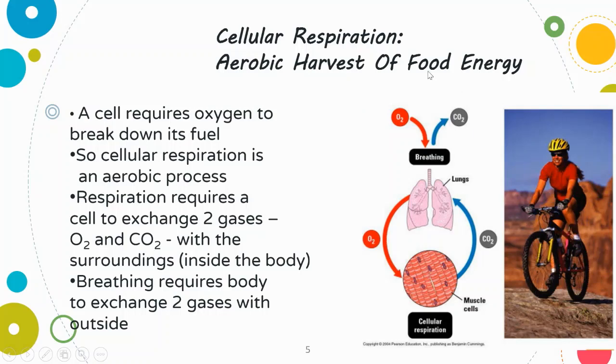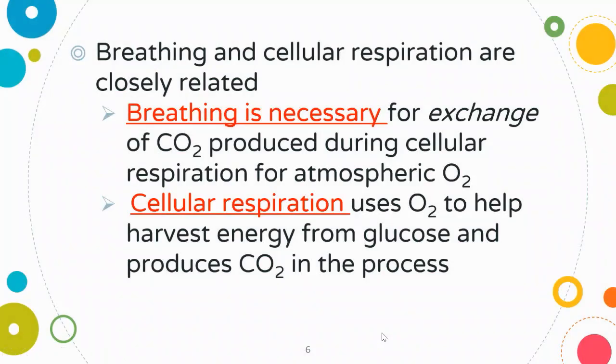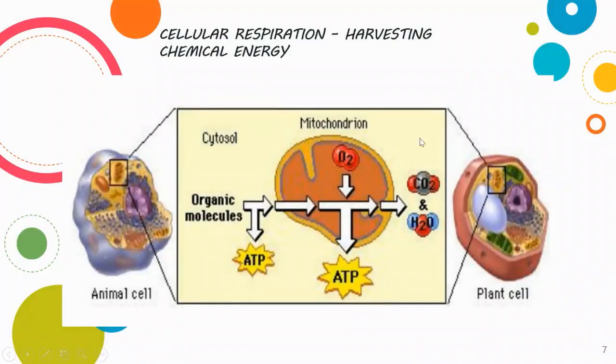So how does the gas exchange take place? Through the breathing process, the oxygen enters the body, and after the oxygen is used up by the cell to undergo cellular respiration, the carbon dioxide is released and exhaled out of the body through the breathing process. Therefore, breathing and cellular respiration are closely related. Cellular respiration takes place inside the mitochondria.